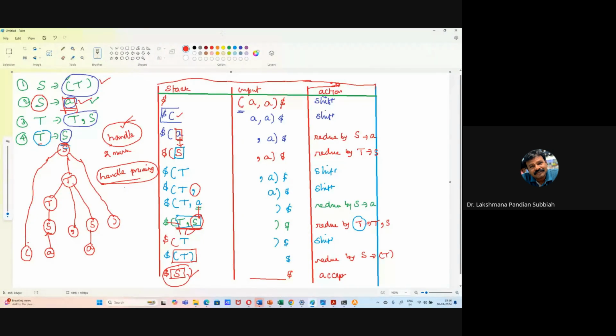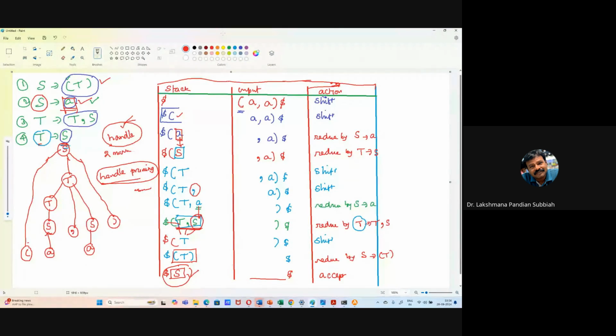So we are finding the handle and we are pruning it, finding the handle, pruning it. At the end, you are reaching the start symbol. So that action is called handle pruning. Right? You find the handle, then you have to reduce and reach the start symbol. Then this action is called handle pruning. This is the 2 marks question. In shift reduce parsing, we are having these 2 types of 2 marks questions. What is handle? Then what is handle pruning?